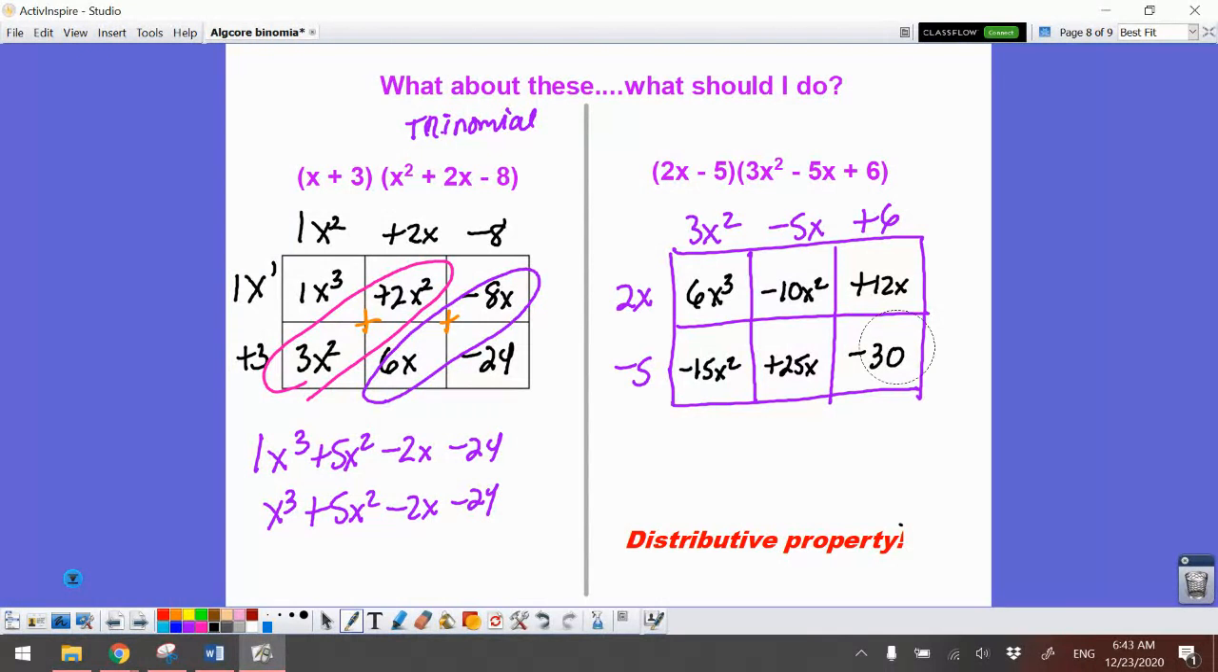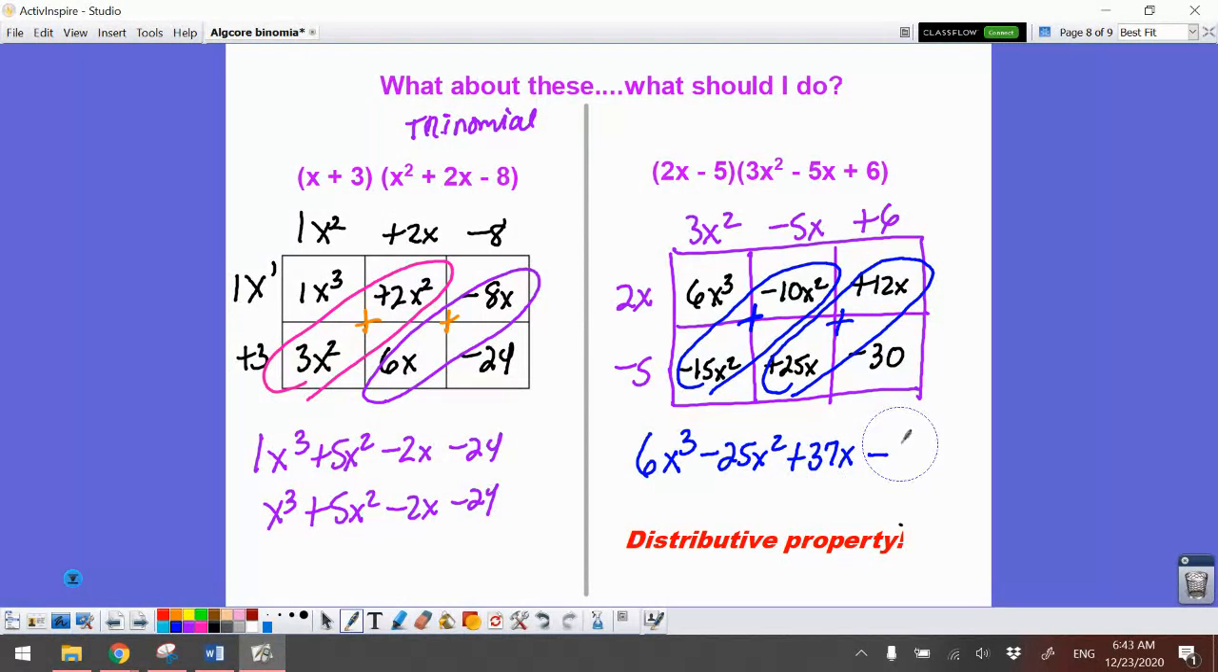Again, I need to look on the diagonal because I should have 2 sets of like terms. So if I look at this one, I see I both have x squares, and if I look at this one, I both have x's. So I'm going to start with my 6x cubed. Negative 15 plus negative 10 is a negative 25, and negative 25 plus 12x is a negative 13x, and last but not least, I have my negative 30.